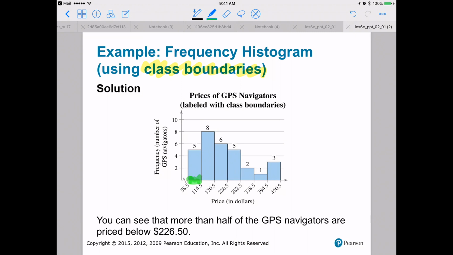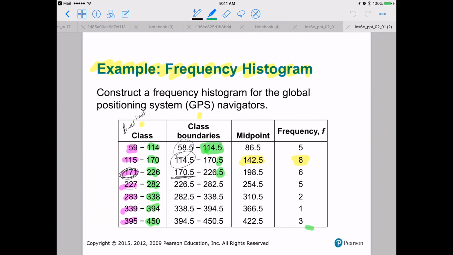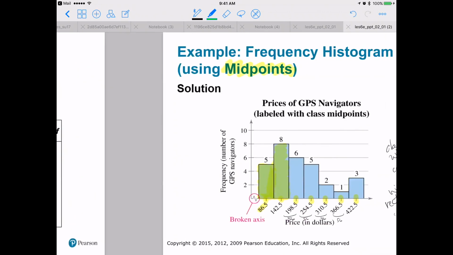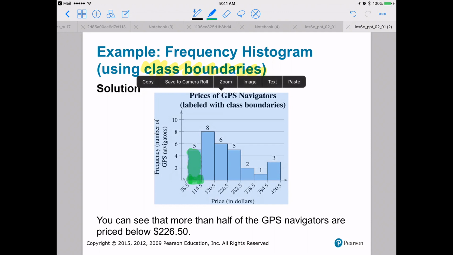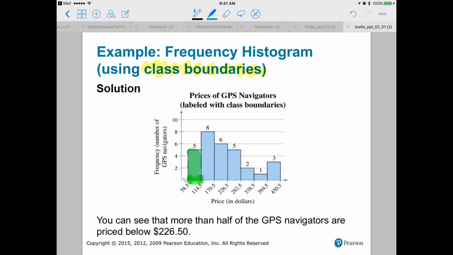So 58.5 and 114.5, those are your upper and lower boundaries for your first class, right? 58.5 and 115.5. So those are the limits; you use the boundaries as the limits for your rectangles, okay? And then according to this, you can see that more than half of the GPS navigators are priced below $226.50. So let's look at that.